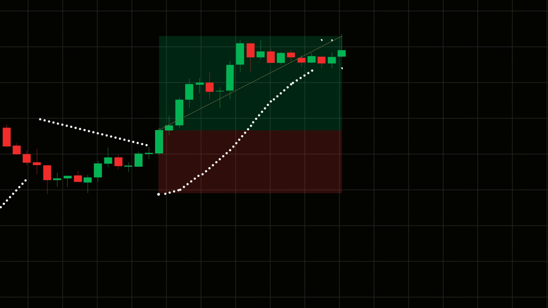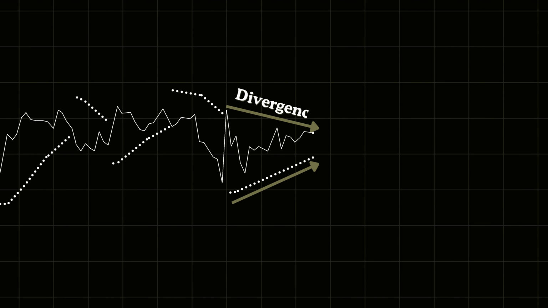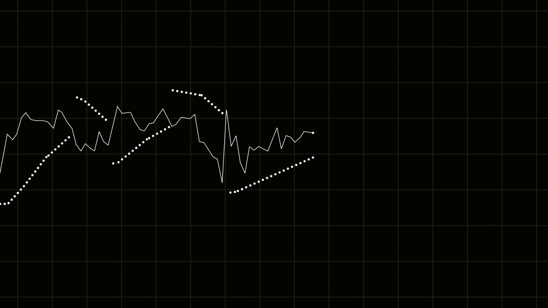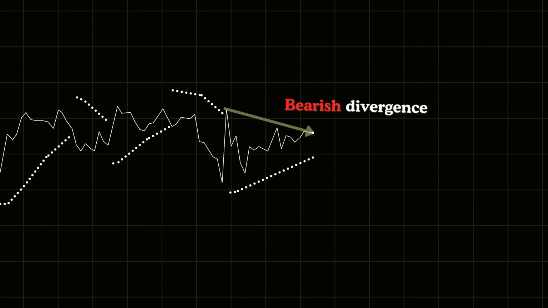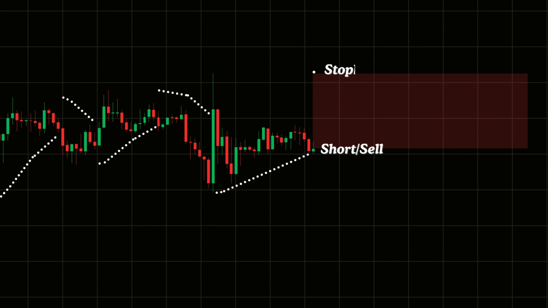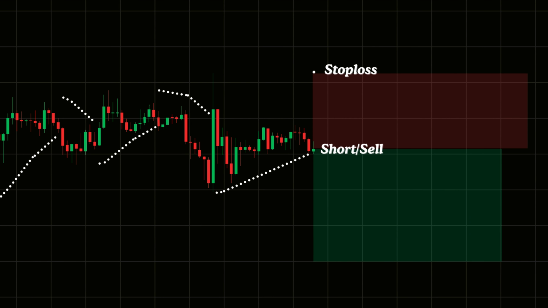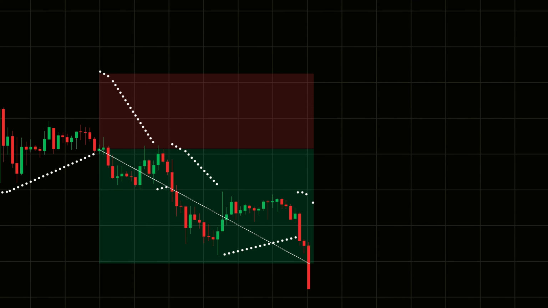In this scenario, the parabolic SAR is rising while the price is falling, so we've identified a new divergence. This time, because the price is dropping during formation, it's a bearish divergence. For confirmation, wait until the parabolic SAR flips above the candle. When that happens, you take a short trade, place your stop loss at the parabolic SAR, and aim for 1.5 times your stop distance as your profit target. And as shown, this position turned out to be successful.